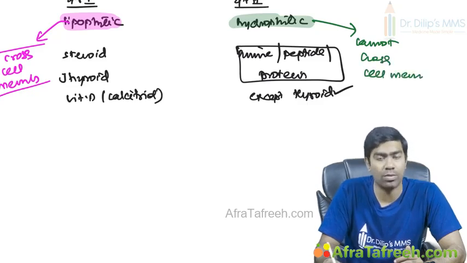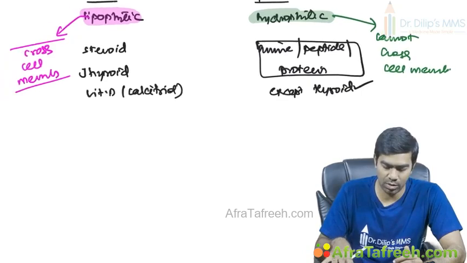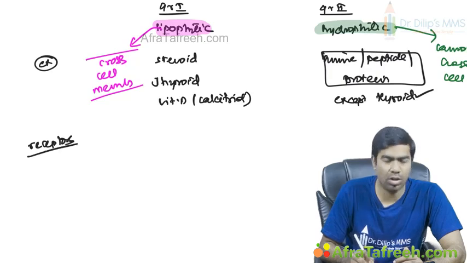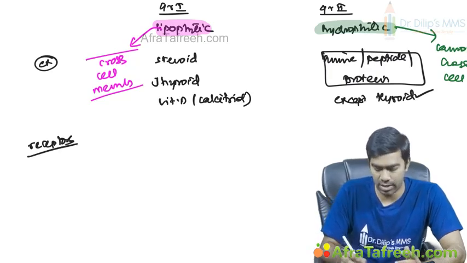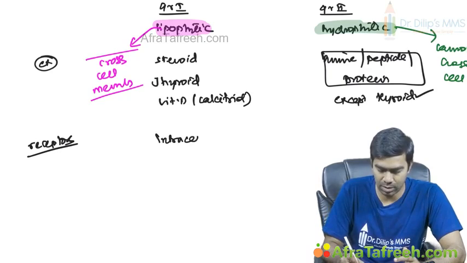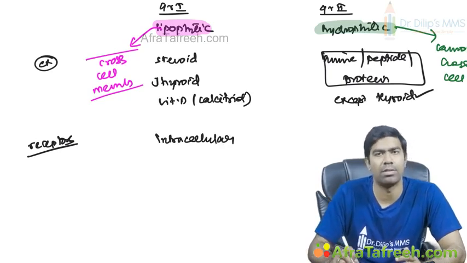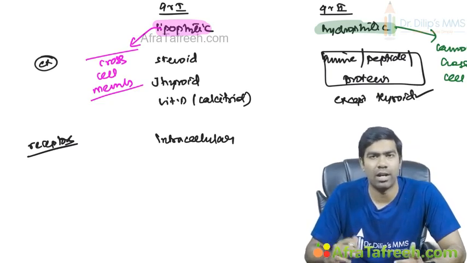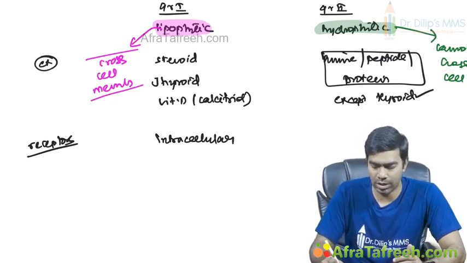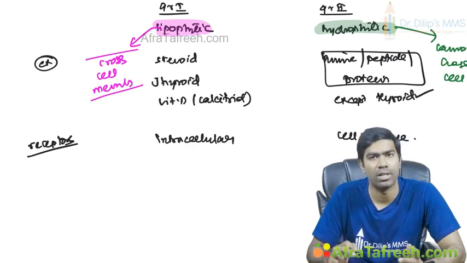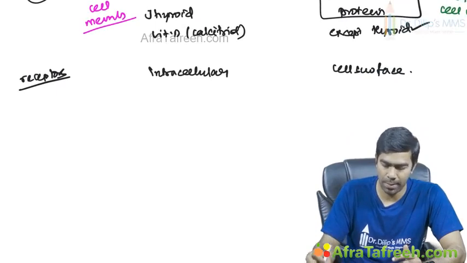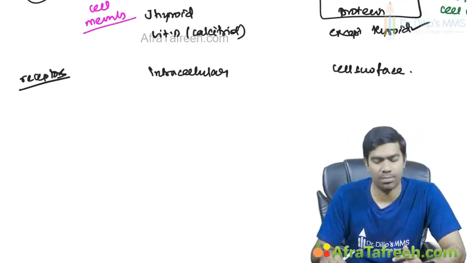So how are they going to exert their effects? Obviously, you know that the receptors for these lipophilic hormones tend to be typically intracellular. Obviously, yes, because they can cross the cell membrane. Very simple fact. But the receptors for this hydrophilic hormone group, that is group 2 hormones, tend to be cell surface only. They cannot go into the cell. So which means definitely there will be only cell surface receptors for this group 2, that is hydrophilic hormones. What is the activation principle?